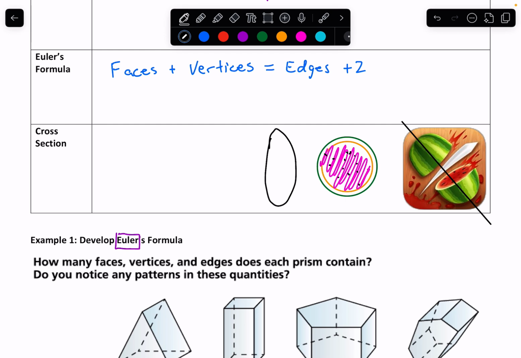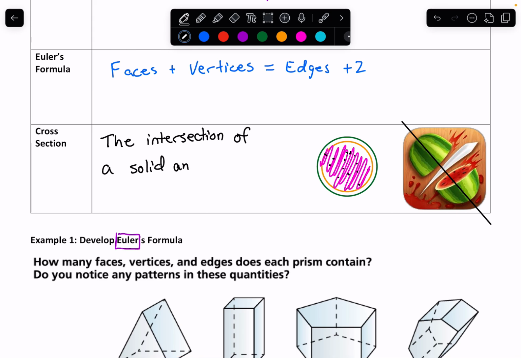The actual definition of a cross-section is going to be the intersection of a solid and a plane.